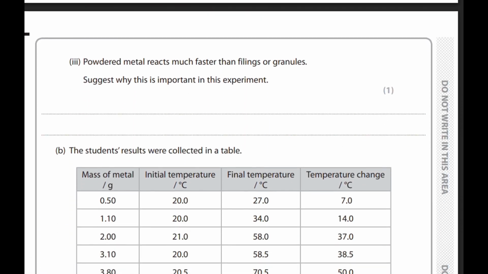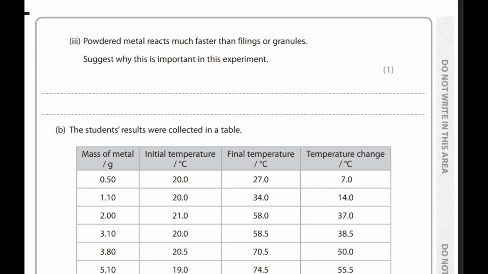Powdered metal reacts much faster than filings. We know this because it increases the rate of reaction. Suggest why this is important in this reaction. Because this reaction is related to the energy changes, the use of powdered metal makes the heat loss similar for all experiment runs.